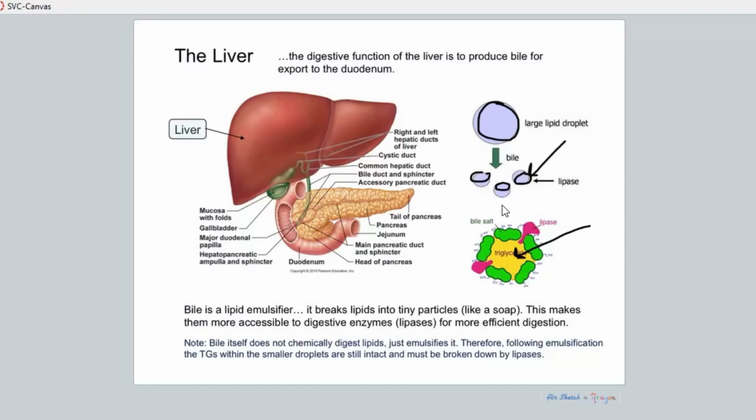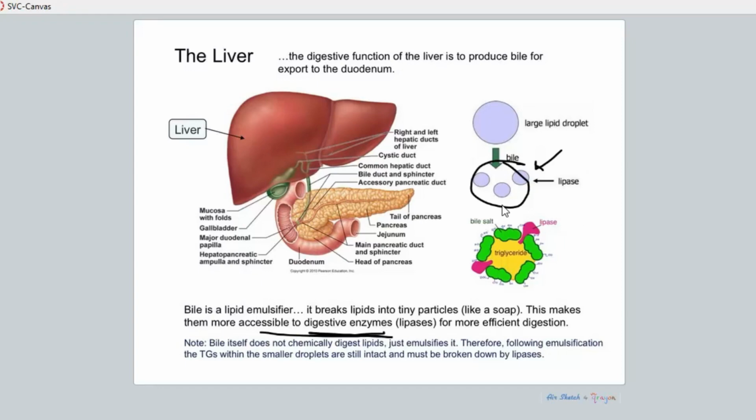So if it doesn't chemically digest anything, then what does it do? What's the purpose of breaking it down into these smaller lipid molecules? And the answer to that is that by breaking lipids down into smaller molecules, it makes them much more accessible to digestive enzymes that are going to actually break down those triglycerides.